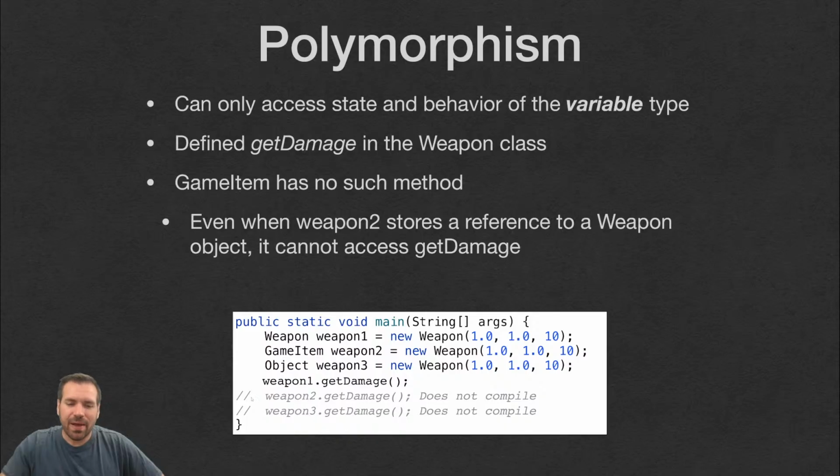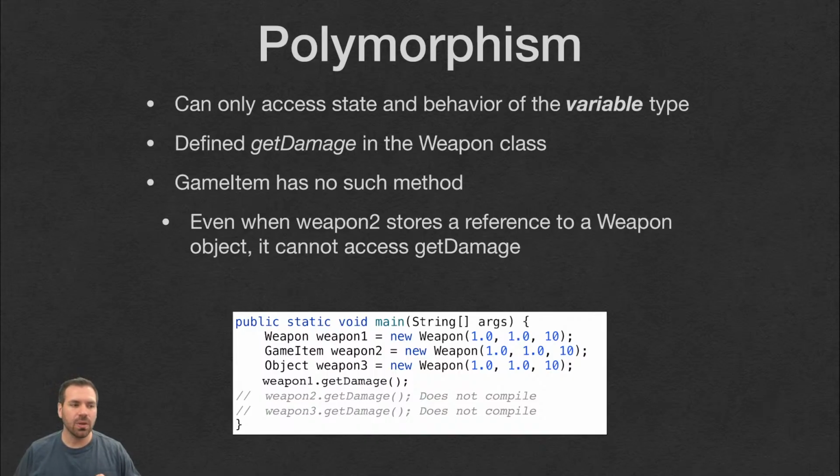weapon2.getDamage doesn't compile. If I comment in this line, the program doesn't compile, can't run it, everything breaks. So we can't do this. This is not allowed because weapon2 is of type GameItem, and the GameItem class doesn't know anything about this getDamage method. It has no idea what this method is. It's never heard of it.